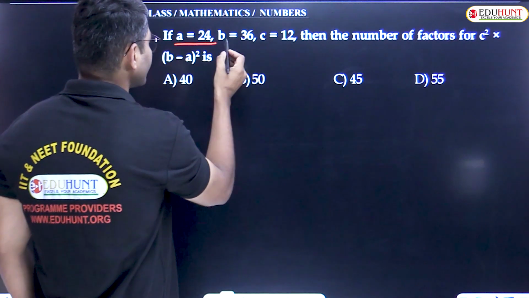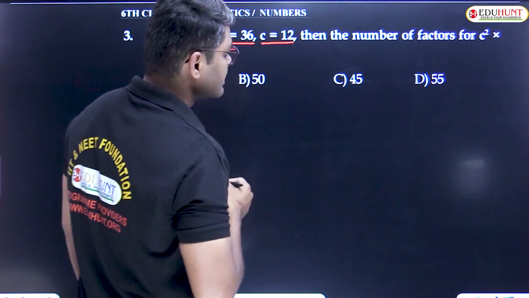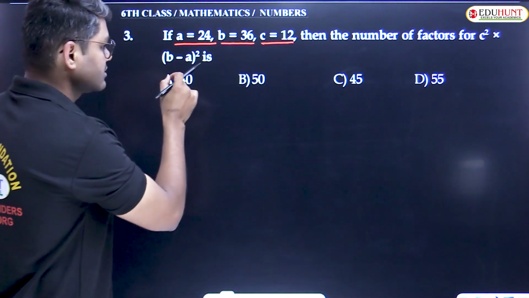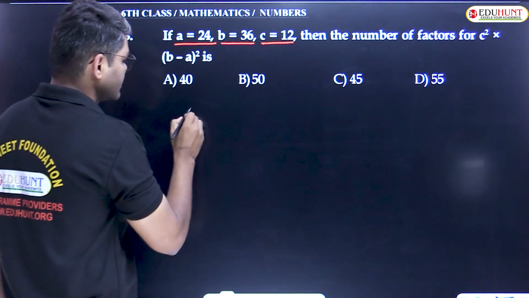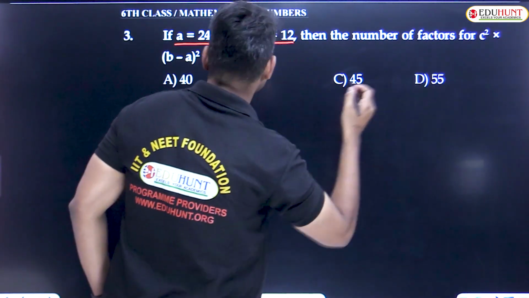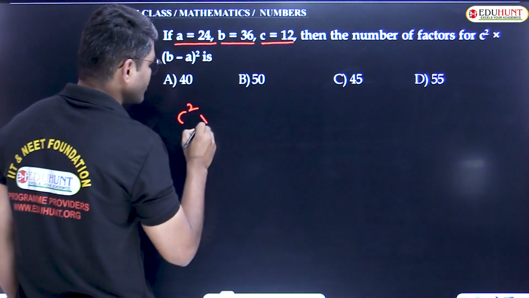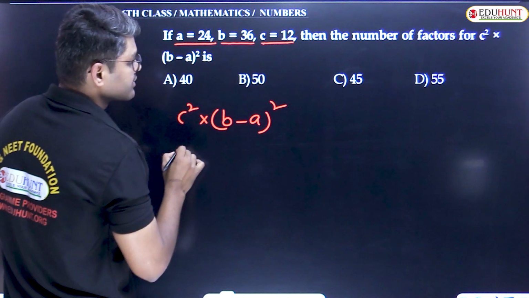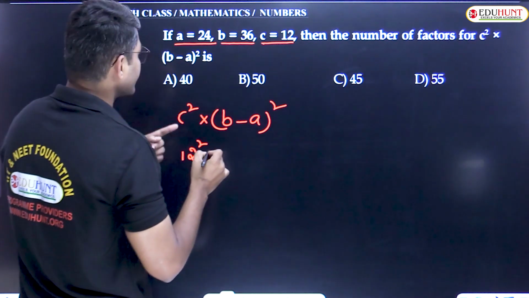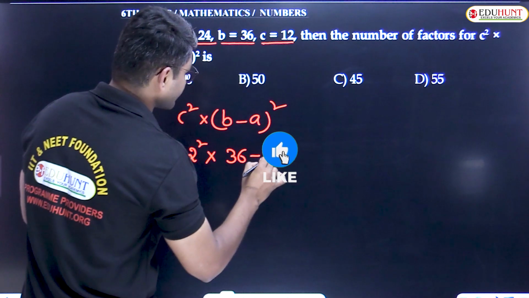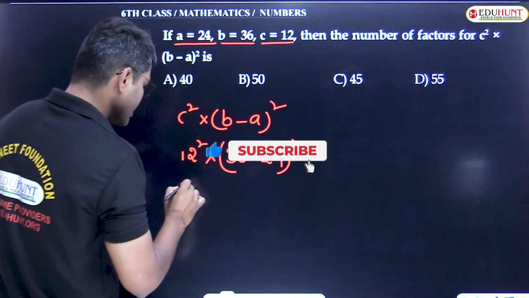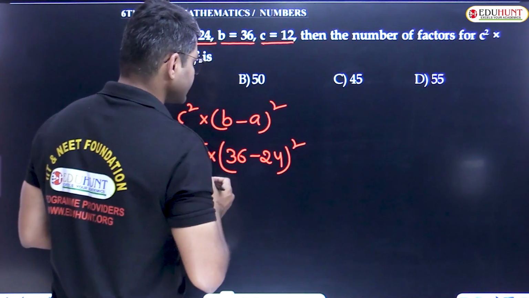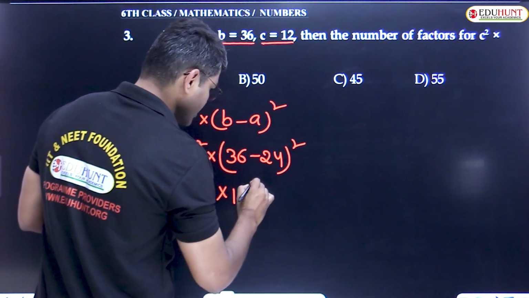If A equal to 24, B equal to 36, C equal to 12, then the number of factors for C square into B minus A whole square is. In this question, first we should find C square into B minus A whole square. First substitute the values given in the question, that is 12 square into 36 minus 24 whole square.